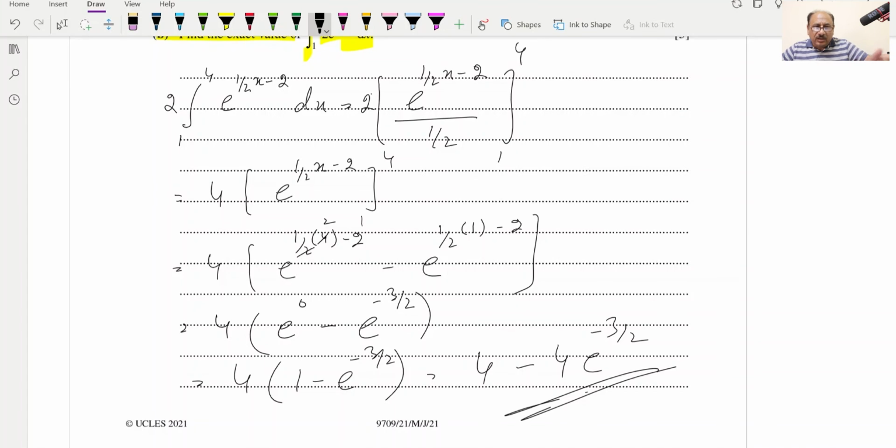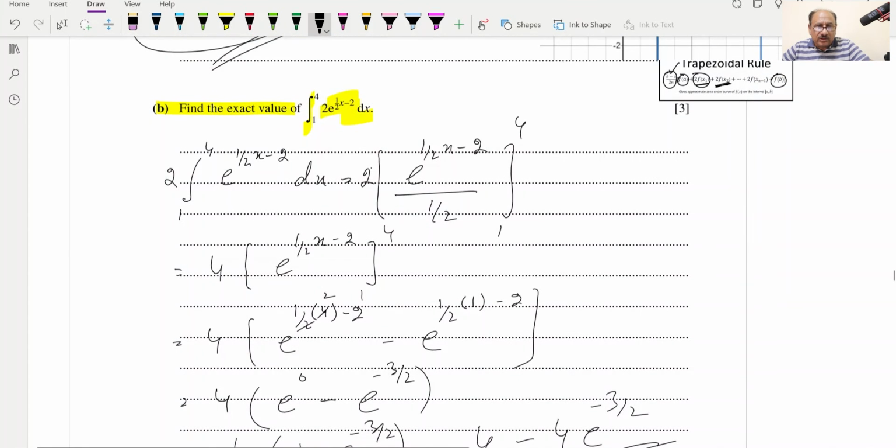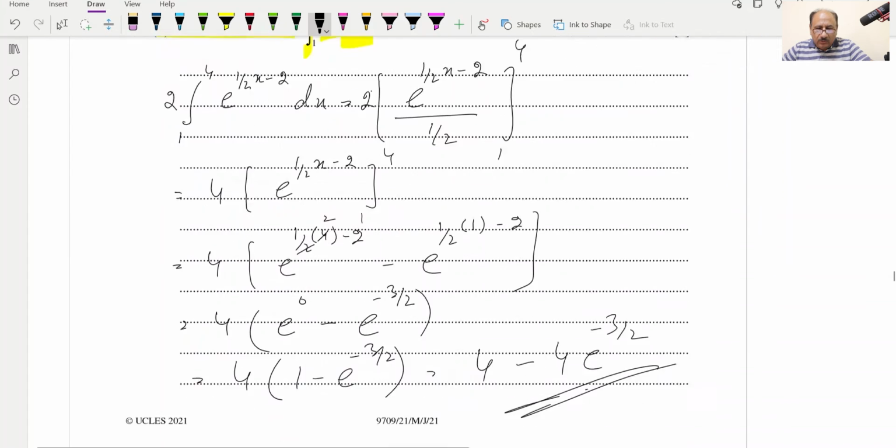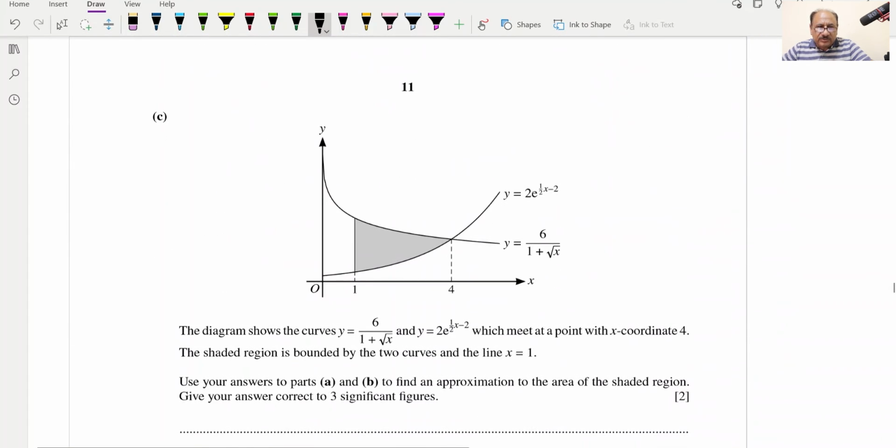So this will be the final answer, and this was the 3 marks part which we are done with. Now part C says what? The diagram shows the curve, the same this one and this one, these two, which meet at a point with x coordinate 4. The shaded region is bounded by the two curves and the line x = 1. Use your answer to part A and B to find the approximation to the area of the shaded region.